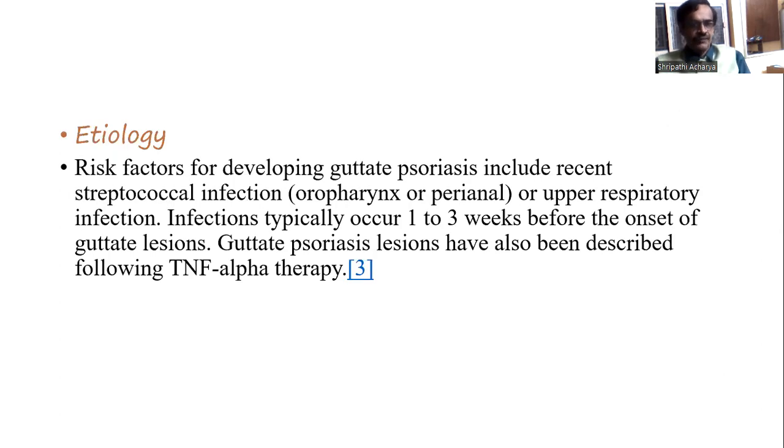This is etiology. Risk factors for developing guttate psoriasis include recent streptococcal infection of the oropharynx or perinasal region, or upper respiratory infection. Infections typically occur 1 to 3 weeks before the onset of guttate psoriasis. Guttate psoriasis lesions have also been described following TNF alpha therapy.